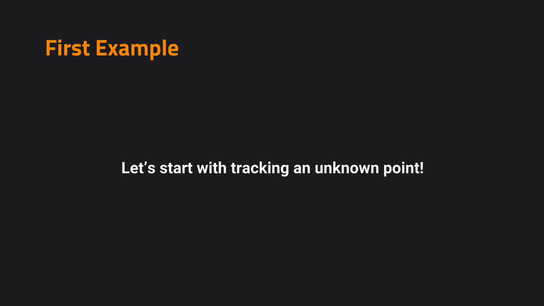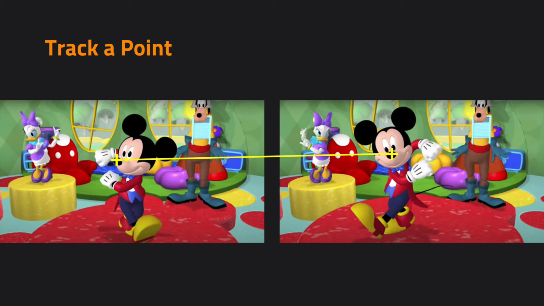Even if tracking is hard, we can always start attacking a problem from the simple case. Let's first start with tracking an unknown point as our first example. The task of tracking a point is very easy to describe. I give you a point in one frame, for example, the nose tip of this Mickey Mouse, and then I want to find it in the other frame. And likewise, I may give you an arbitrary point in the first frame and want you to track it, or find it, in the second frame.